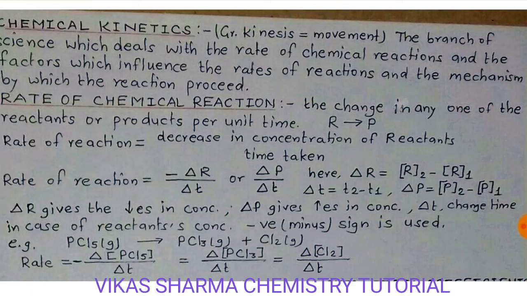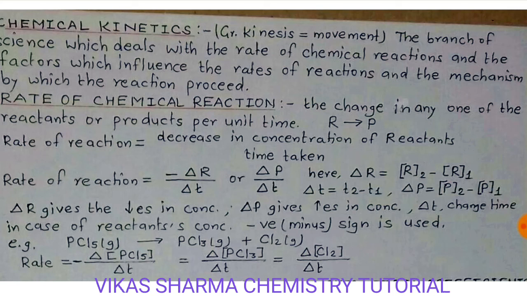For example, if a reaction starts at 0 seconds and completes at 5 seconds, then 5 seconds is T2 and 0 seconds is T1. Student, delta P means the change in product concentration, P2 means the final concentration of a product, and P1 means the initial concentration of a product. So delta R gives the decrease in concentration. Always in a chemical reaction, the reactant concentration decreases, and delta P gives the increase in concentration, and delta T is the change in time. In the case of reactant concentration, a negative, that is a minus sign, is used.